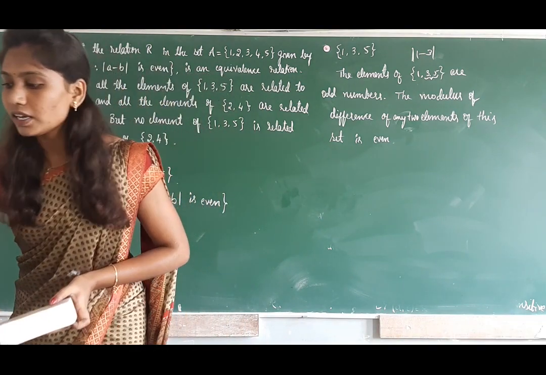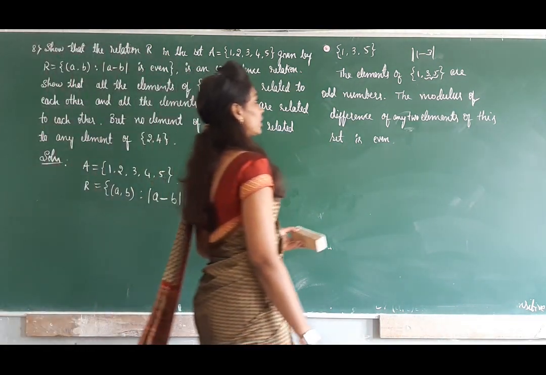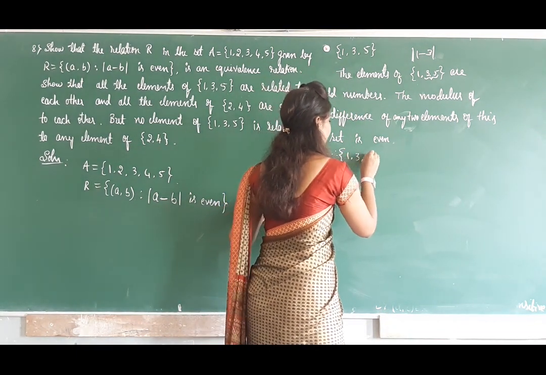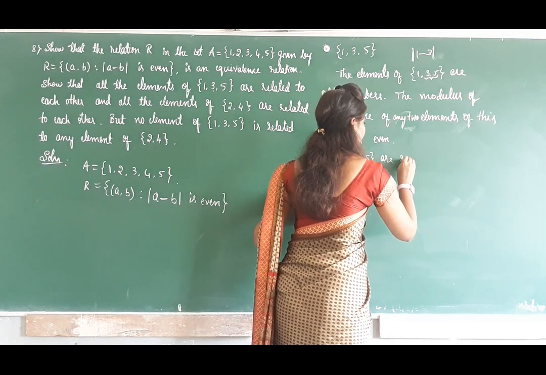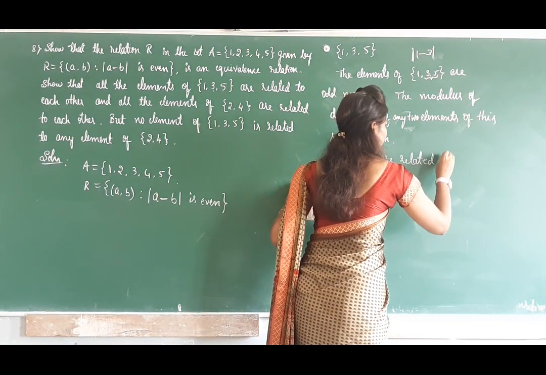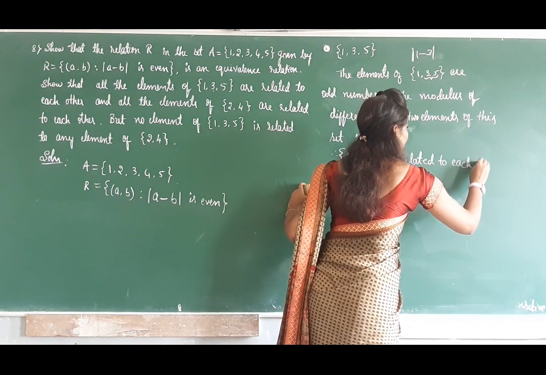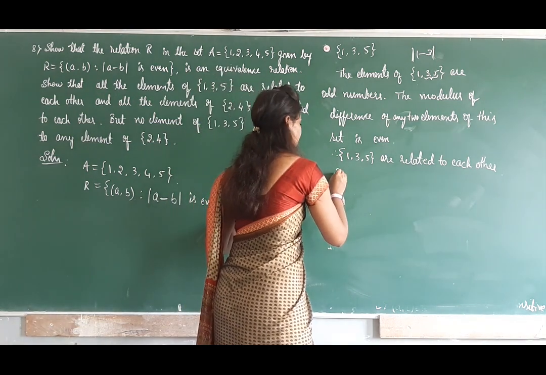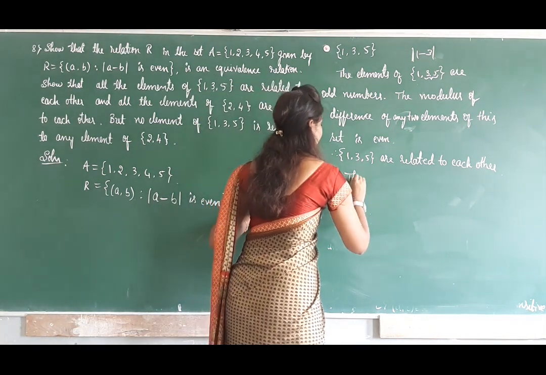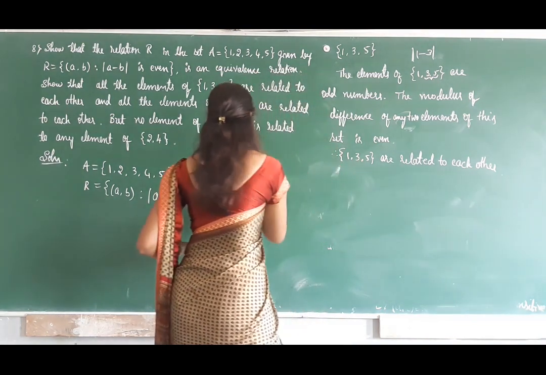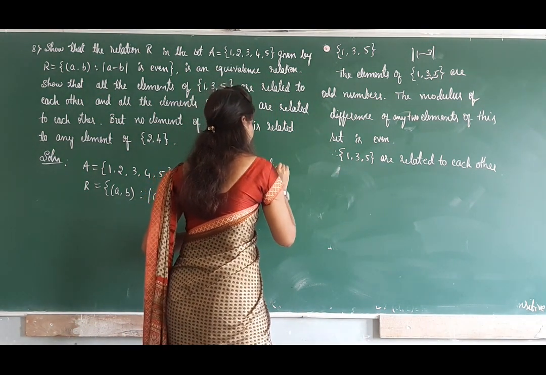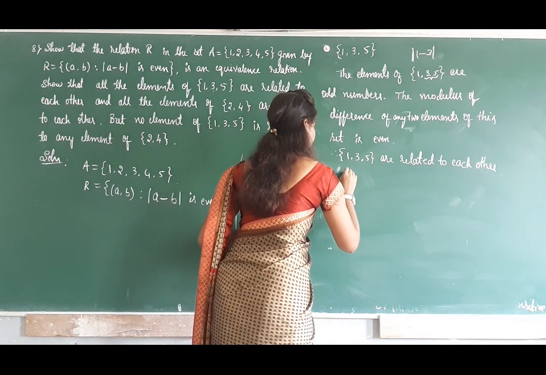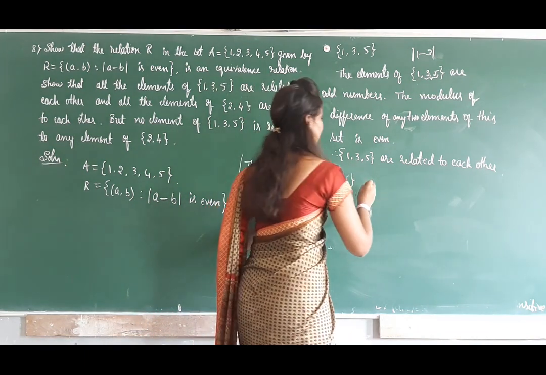Therefore 1, 3, 5 are related to each other. Therefore elements 1, 3, 5 are related to each other. Okay. For the second set, 2 and 4. Observe here, the elements of the set 2, 4 are even numbers.